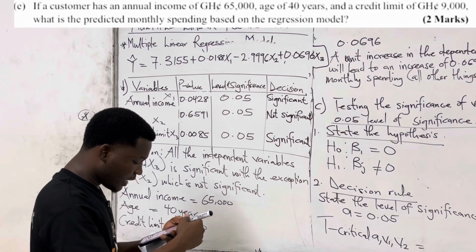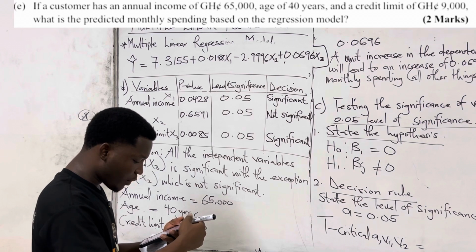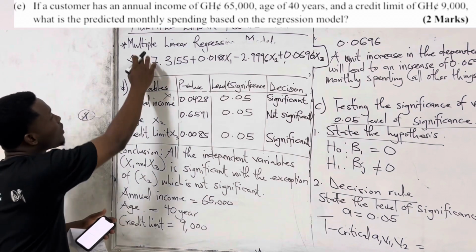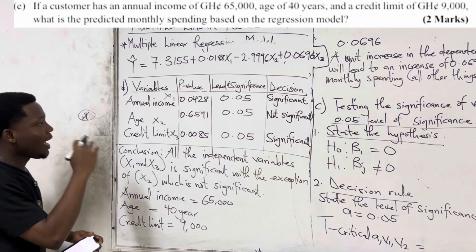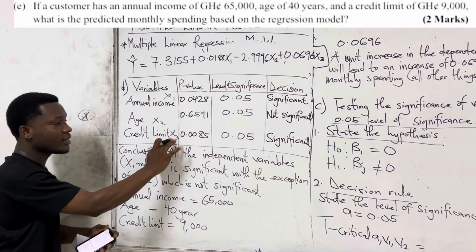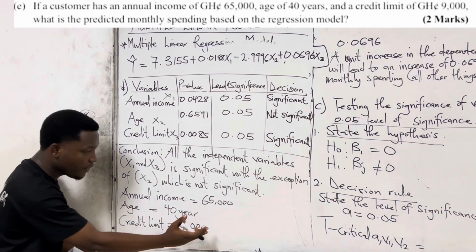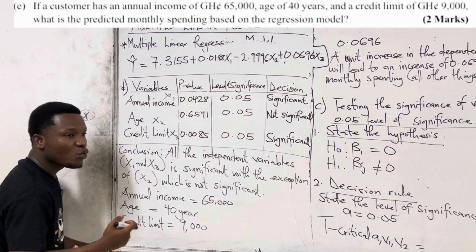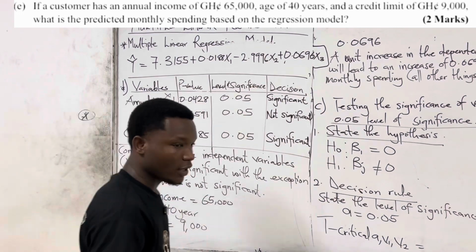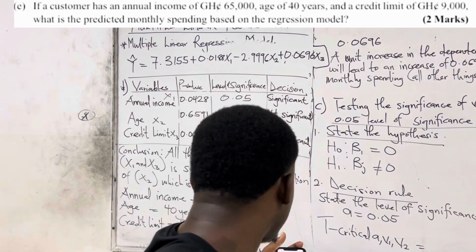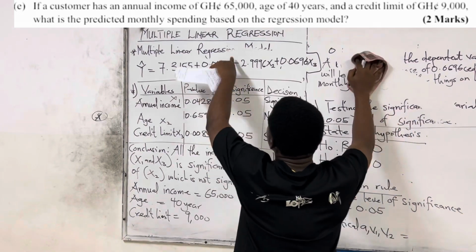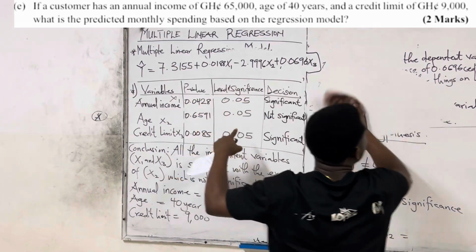So what is the predicted monthly spending based on the regression model? Based on this regression model that has been given to us, if we are given annual income, age, and credit limits, what will be our monthly spending? That's what we are coming to solve for. As I said earlier, I will need this model again. So this is what we are coming to do.